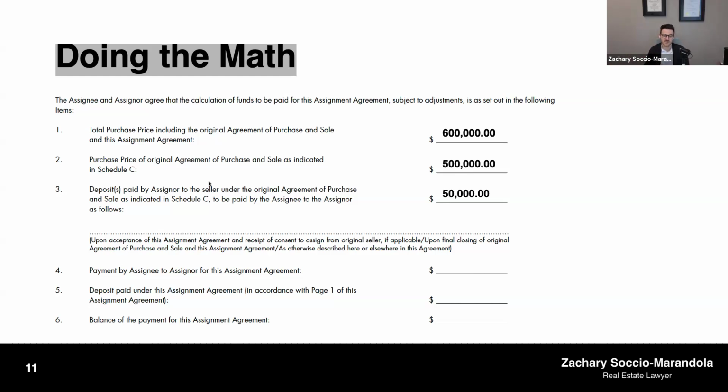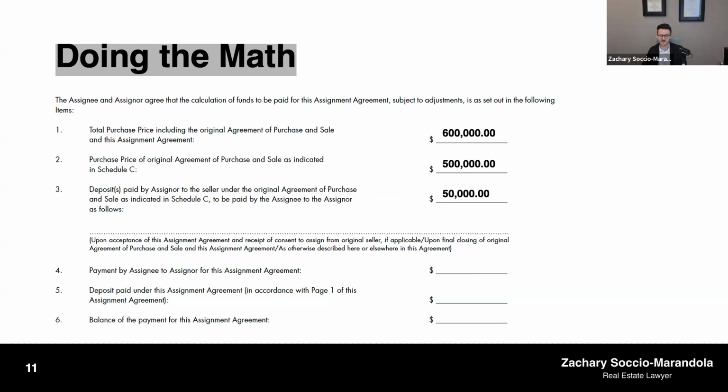So again, you'll see this all come together. So now we have to figure out number 4, payment by assignee to assigner for this agreement. So again, we look back here. This is deposit paid by assigner to the seller under the agreement of purchase and sale indicated in Schedule C. Side note, whenever it's written like this, and it is many times throughout these forms, the original agreement of purchase and sale as indicated in Schedule C, that's the original agreement that's being assigned. It's always attached to Schedule C here. This last line is what's important. To be paid by the assignee to the assigner as follows. So this means that this is reimbursable.